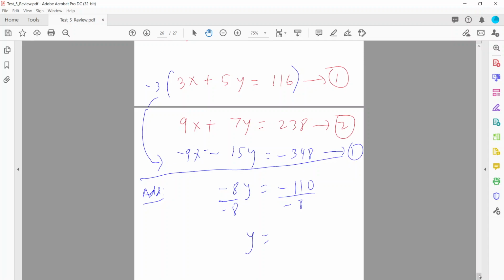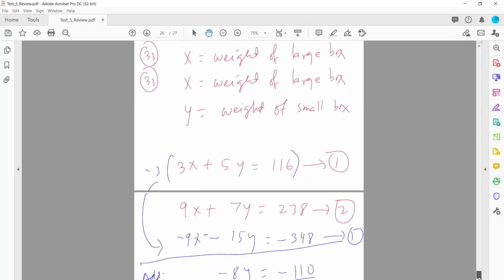it will be y equals 110 over 8. So if you divide 110 by 8, what do you get? 110 divided by 8 is 13.75 kg. That's the weight of a small box.